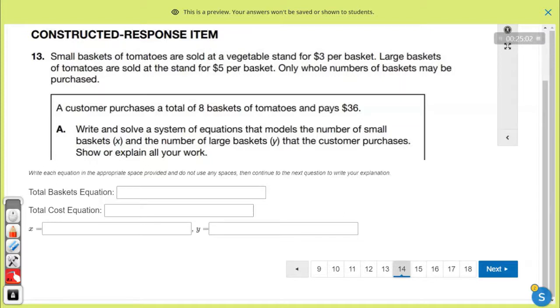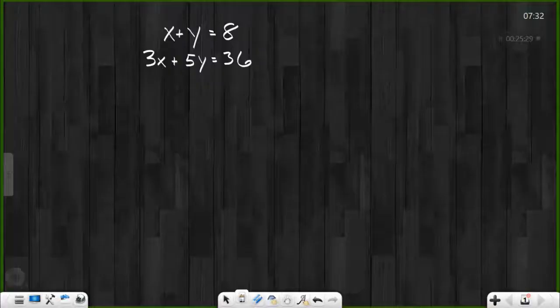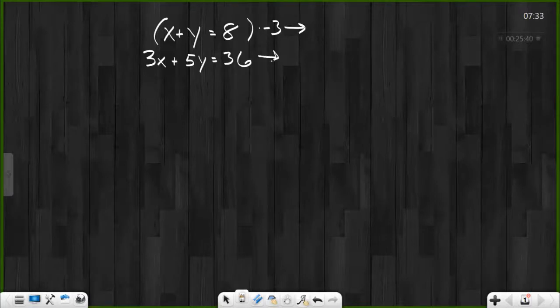In this case, a customer purchases a total of 8 baskets. Total baskets, meaning 8. That means that my small baskets, X, plus my large baskets, Y, has a total of 8 baskets altogether. And they pay $36. Well, when it's $3 per small basket plus $5 per large basket, I get $36 total dollars. That's my system of equations. Now, in order to find our values of X and Y that make this work, we need to solve it. To solve it, I'm going to use the elimination method because I see I can easily multiply my first equation by -3 in order to get to my result.